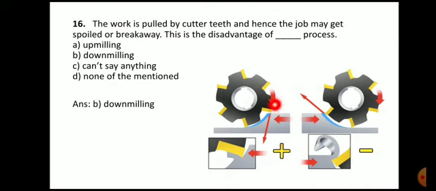Now we are giving more depth of cut and the thickness of the chip at the beginning is also high, and that is why there are chances that the work is pulled by this cutter, as the cutter and the work are moving in the same direction. So there is a possibility that the workpiece gets pulled by the cutter in case of downmilling.